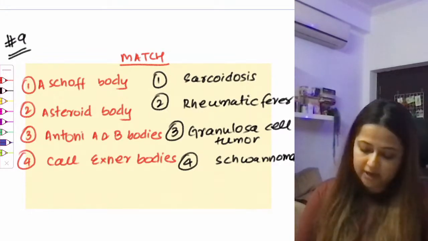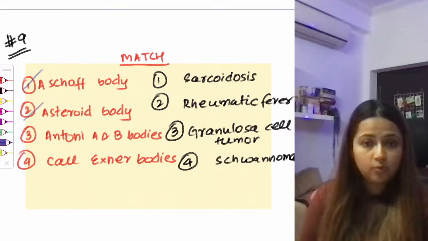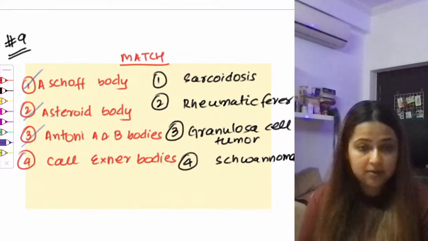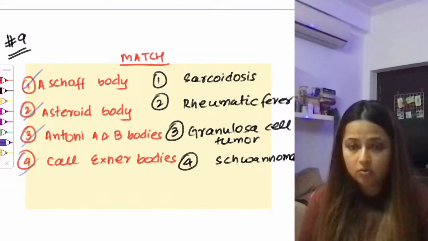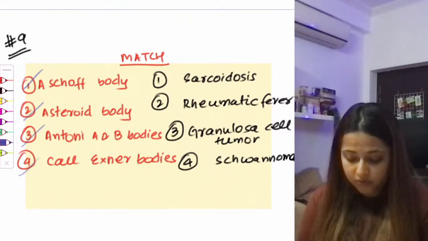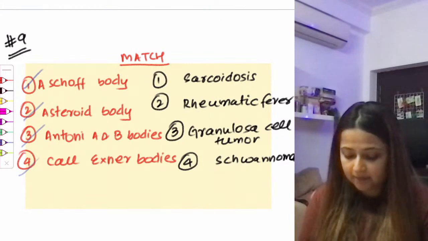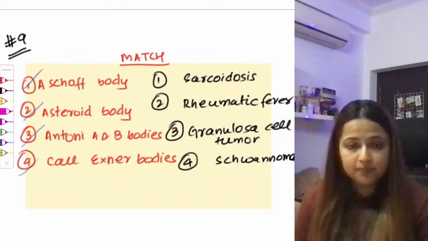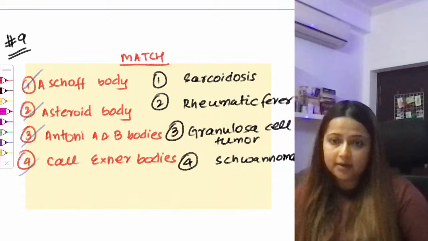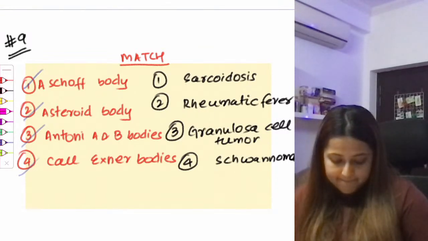So number one, you are given Aschoff body, number two, asteroid body, then Antoni A and Antoni B bodies, and the last one is Call-Exner bodies. So all of these are very, very important. So let me see who is going to answer this correctly. Number one, Aschoff body. So Aschoff bodies are seen in which condition? Anyone?